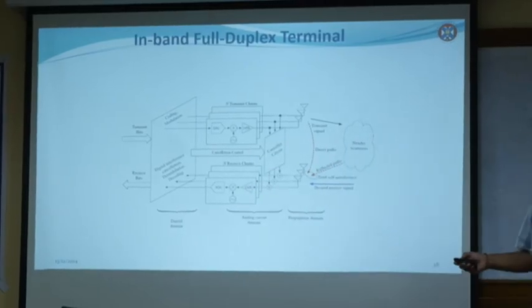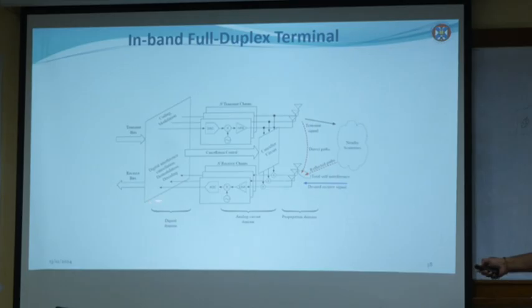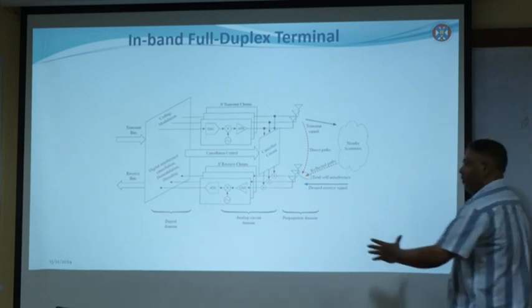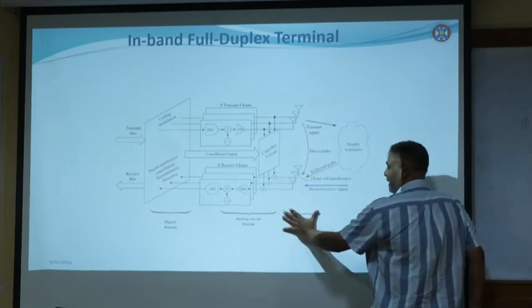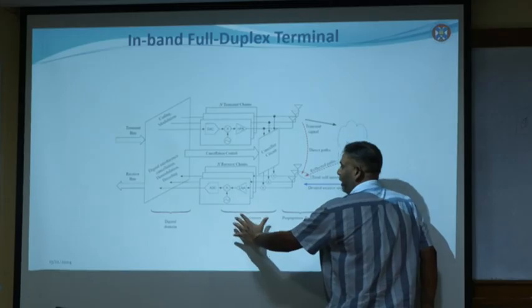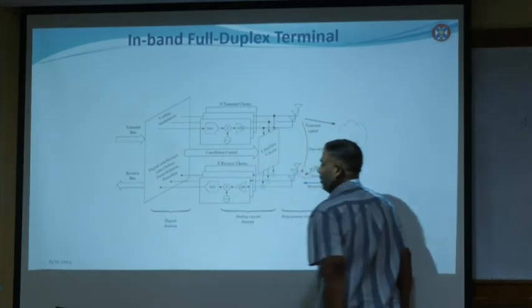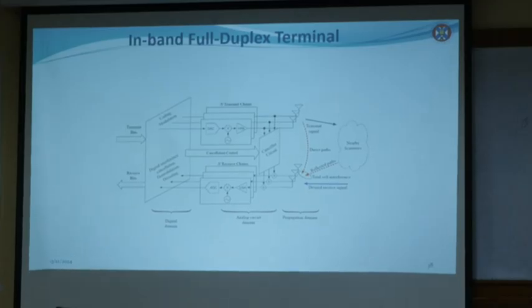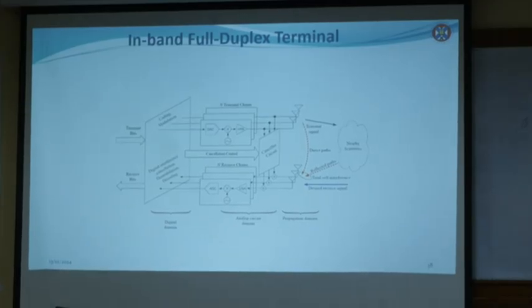The remaining residual self-interference we can cancel in the digital domain. So let's say we do 30 dB cancellation here, another 30 dB cancellation here, and the remaining 30 dB or 40 dB cancellation there. If you do it, then you can enjoy the full duplex benefit. Any question? So that's the plan.